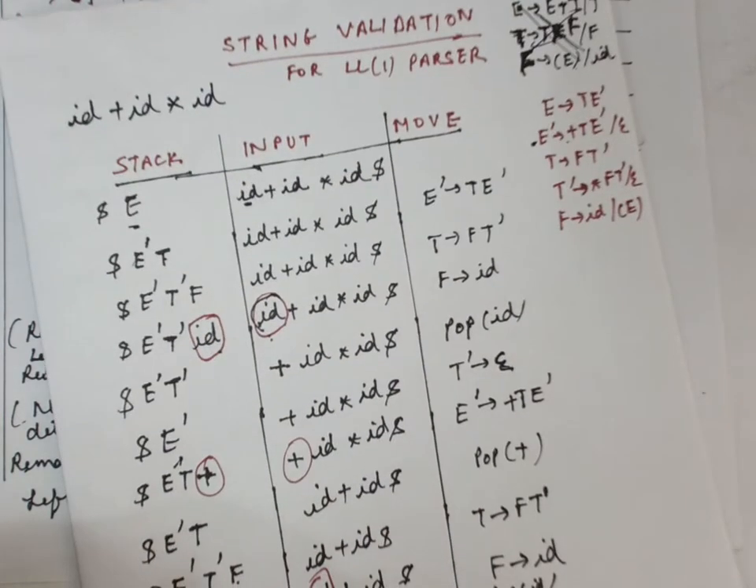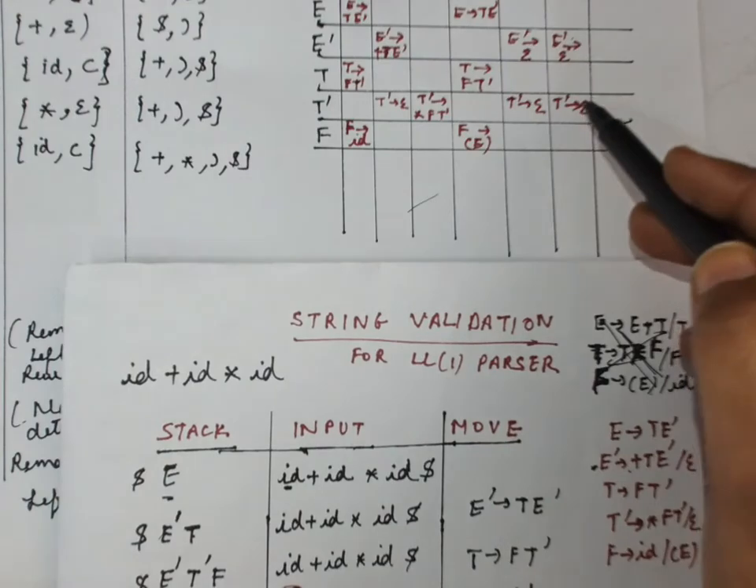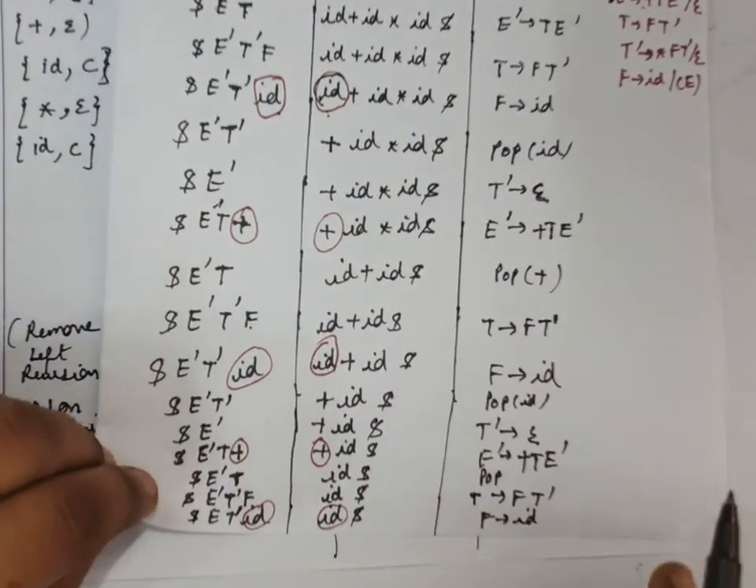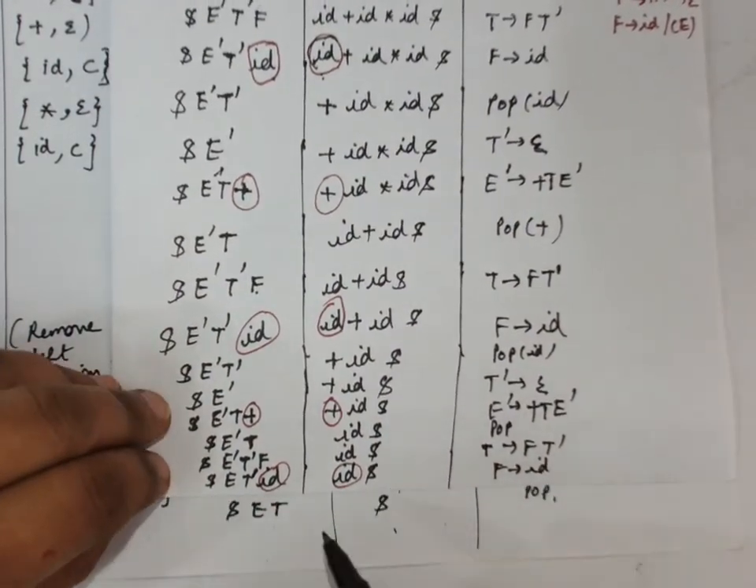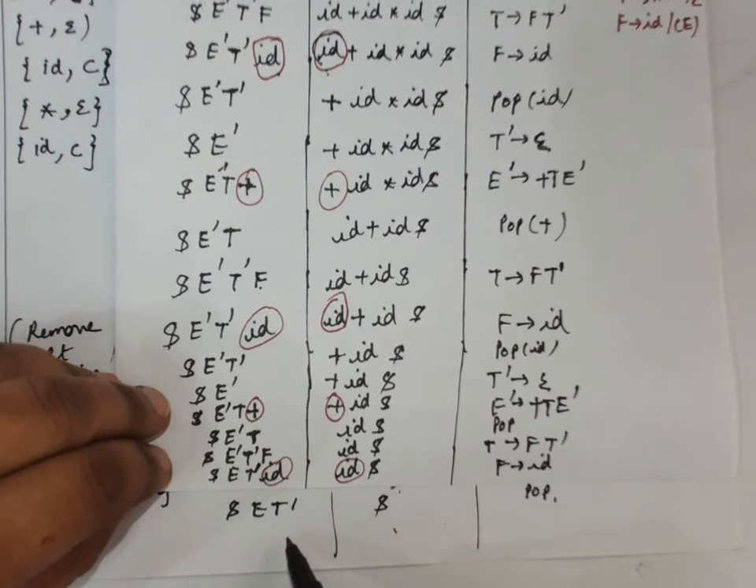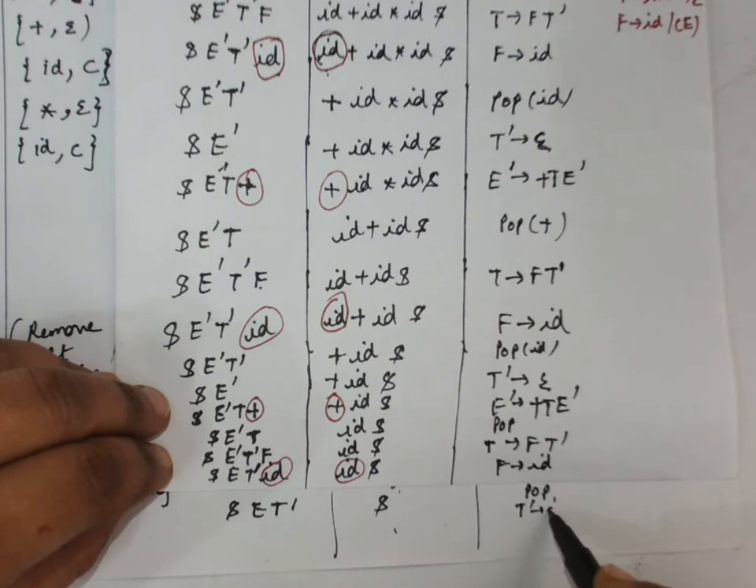Sorry, this is T dash. T dash in dollar is what? Epsilon. So that means nothing is there. This is T dash, so nothing is there. T dash gives epsilon, so we have this move. T dash gives epsilon, so you have dollar. You have E over here, and then this is dollar.